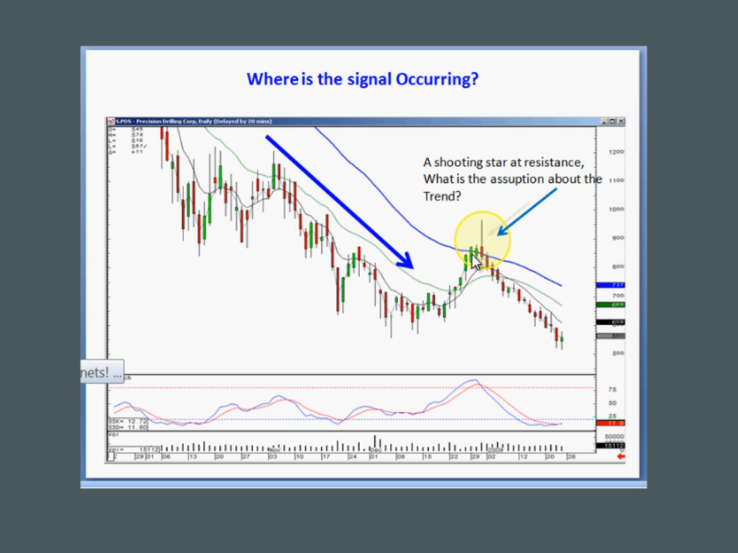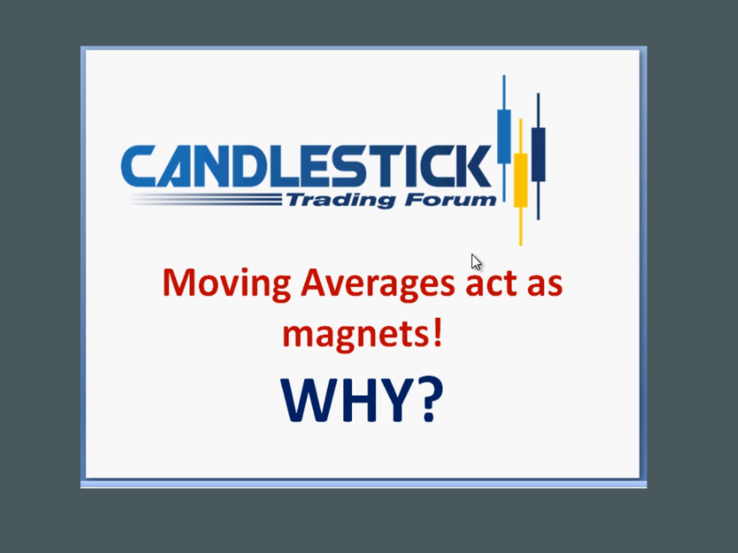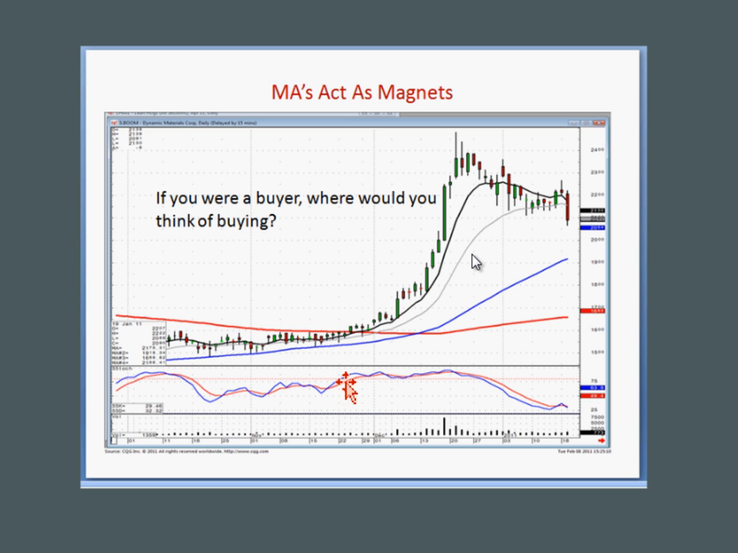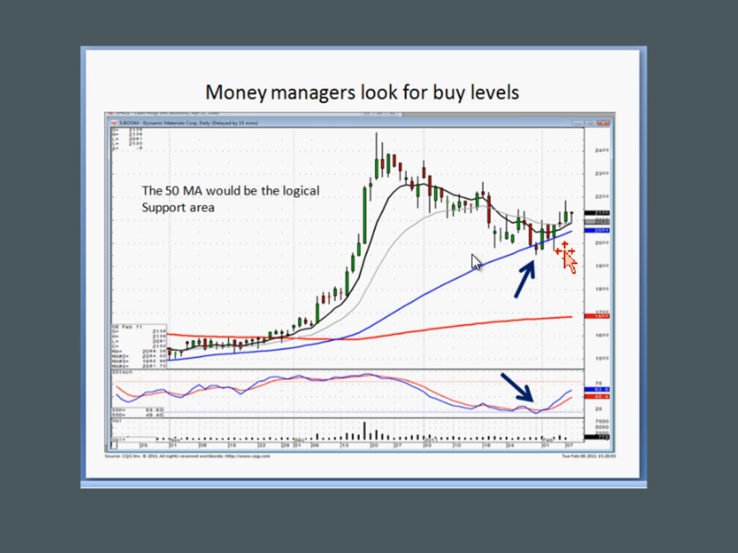So also, moving averages act as magnets. There's a very simple reason for that. If you're a major money manager and you like this stock, you finally get it through your committees that you can go ahead and buy this, but you see it's drifting back, where do you think you're going to start buying? You're probably going to wait to see if it comes back to the 50-day moving average to see if it's going to act as support. So why does it come back there? Because everybody that's ready to buy it is waiting to see if it's going to come back and support there. So there's really not a whole lot of buying. So the sellers are pretty much in control.